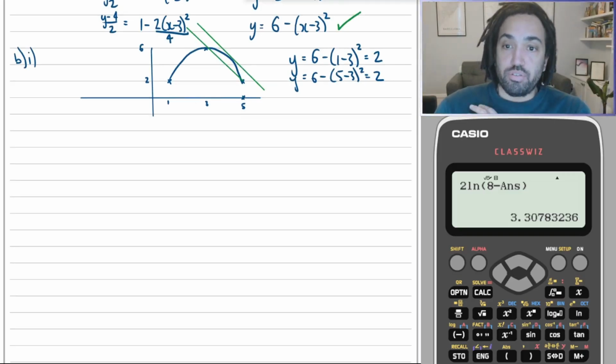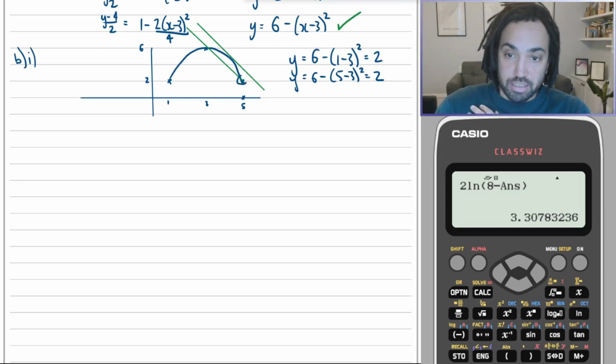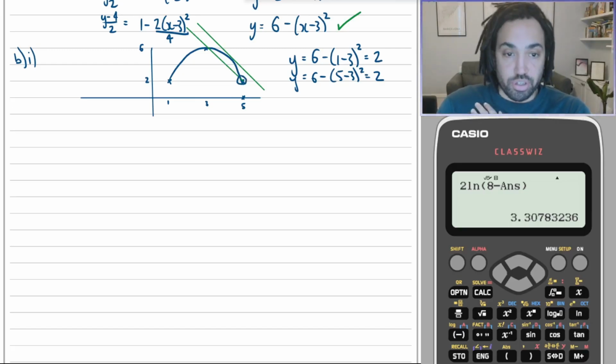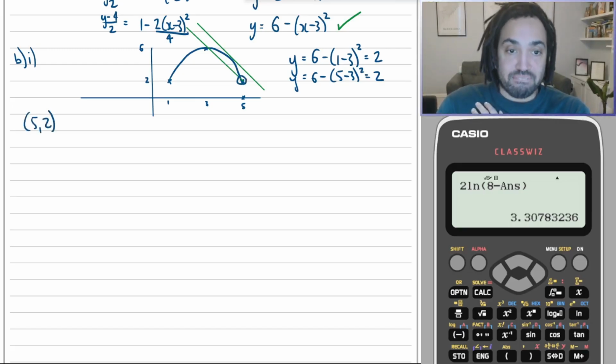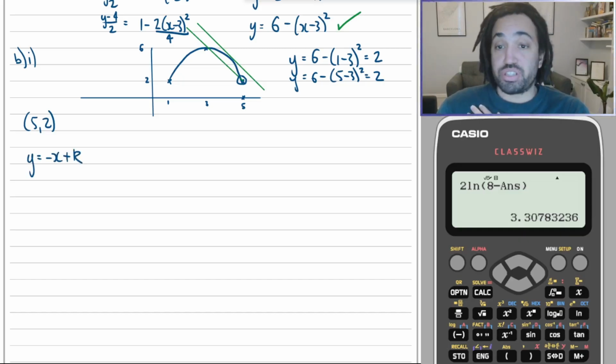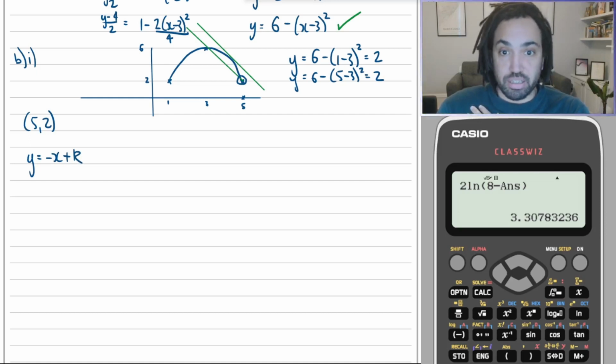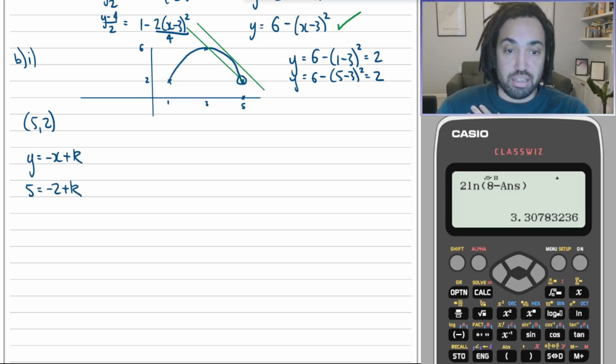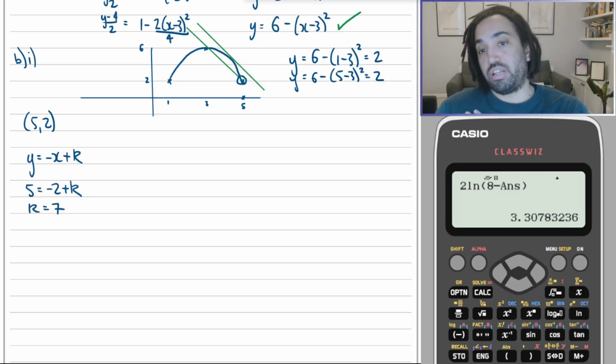So first off, we know this point here is 5, 2. And we know that the green line has an equation like this. So we just sub in and we can find the k value. So we get 2 is equal to minus 5 plus k. So therefore k is equal to 7. Okay, so that's the first green line.